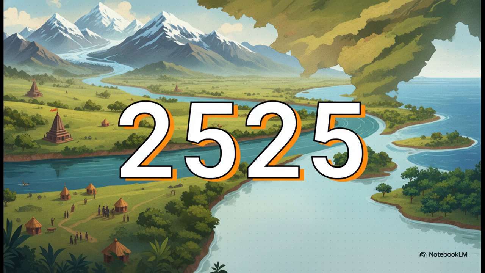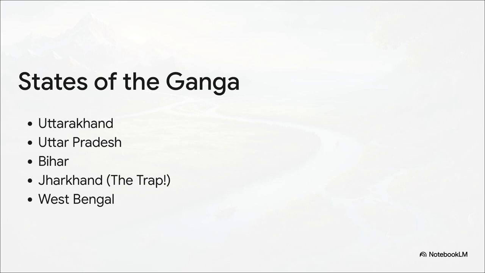Do you know the exact length of the Ganga? It's an impressive 2,525 kilometers. It's the longest river in India, and honestly, the sheer scale of the land and the millions of people it impacts along this path is just staggering. So where exactly does this 2,525-kilometer lifeline actually go? Well, it flows from Uttarakhand into Uttar Pradesh, then Bihar, and finally West Bengal.